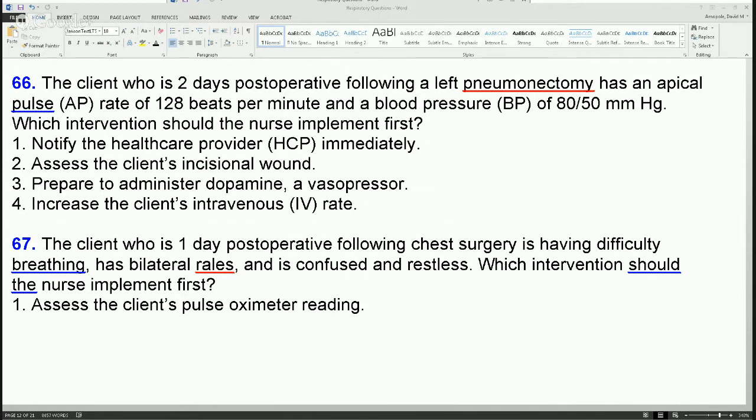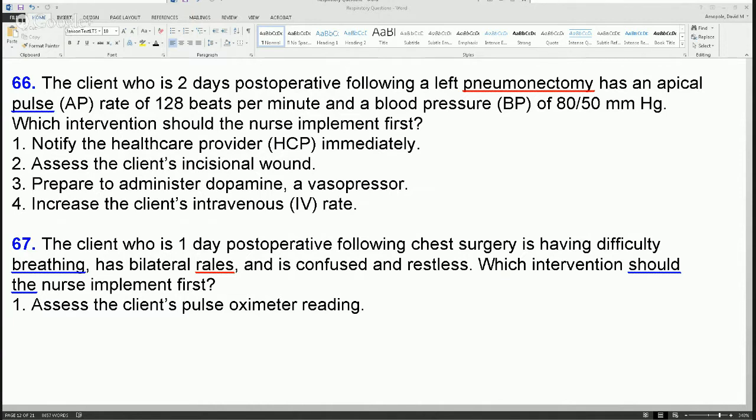All right, let's see. Well, you're going to notify the healthcare provider. I just don't know if you're going to notify them before you look at it. Let's look at it first. No. The answer is 4. 4? They're in shock. What about the fluid deficit? You've got to give them fluid immediately.